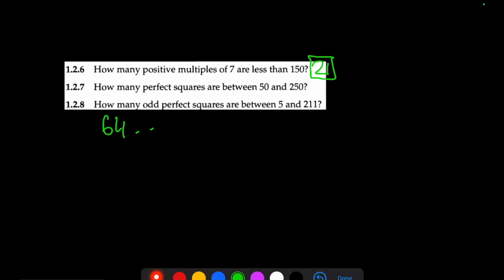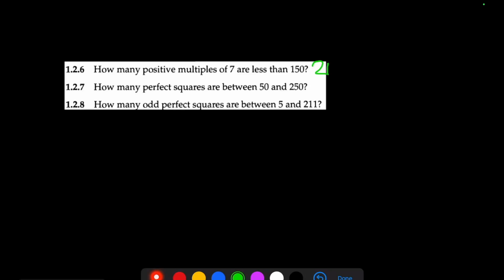So now our next question is, how many odd perfect squares are in that range? Oh, sorry, I did 150. So that would be the answer if the problem was 150. But we have 250 instead.